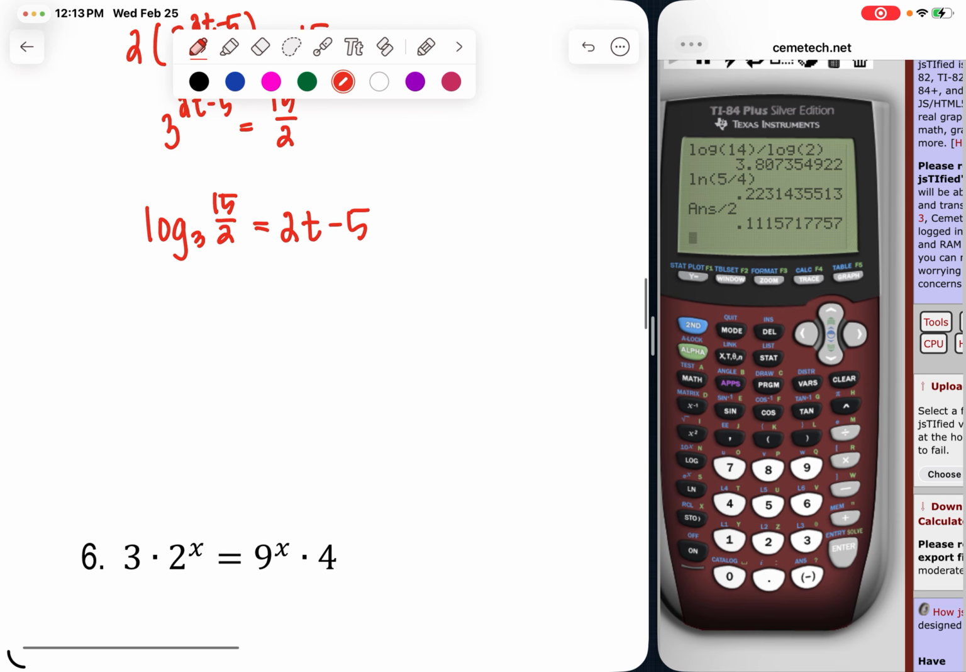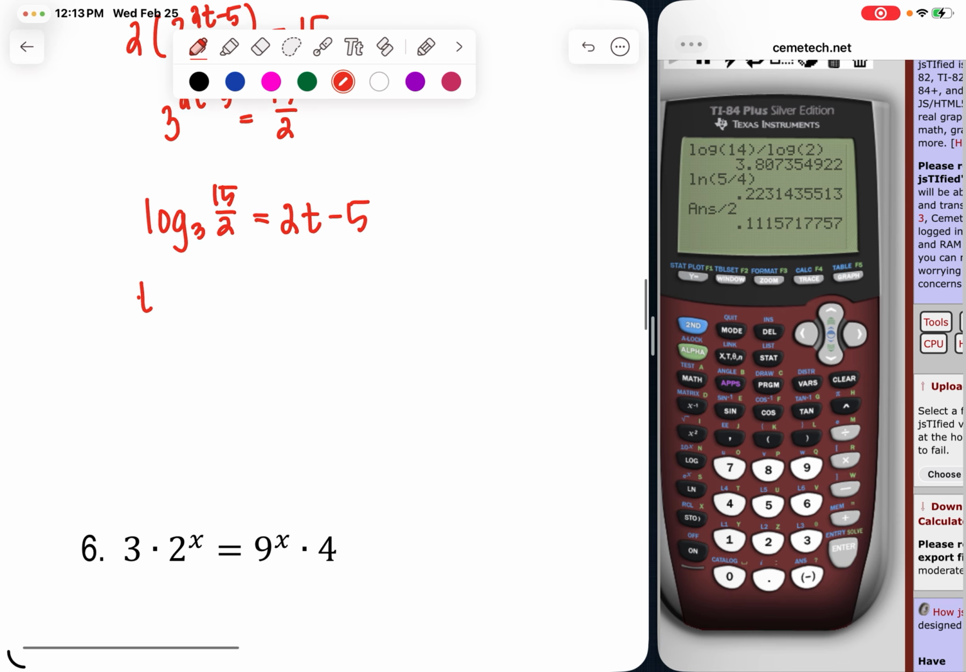So now I need to add 5 to both sides. Log base 3 of 7.5 or 15/2, I do not care. I'm going to put 15/2, and I'm going to put it in parentheses so that I know that it's the log of that, and then add 5, and then I'm going to divide by 2. Right? All right.